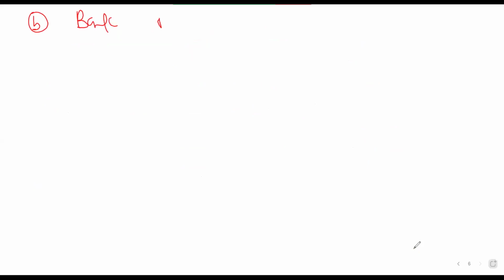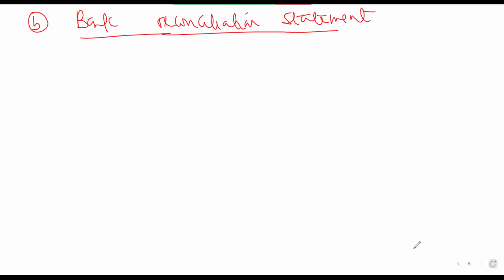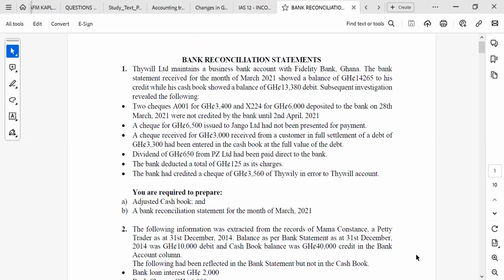So let's go to the bank reconciliation statement now. You see, all things being equal, after you have adjusted your cash book, the cash book balance should have been the same as the bank statement balance. But you can see that it's still different. There's something that happened which has not been captured into the cash book.